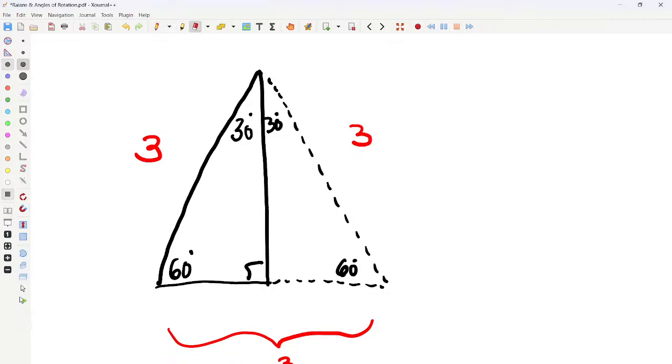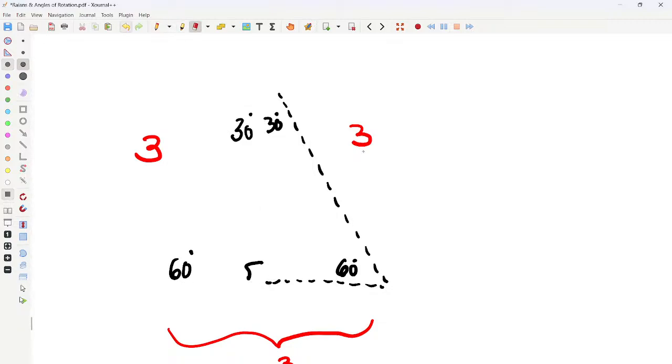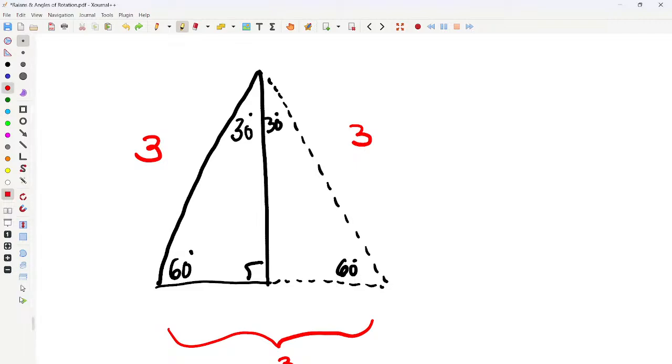There's our equilateral triangle. Do you see it? 60, 60, 60. 3 sides are all the same.